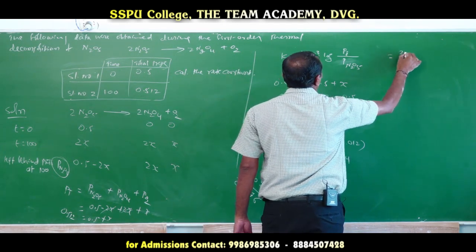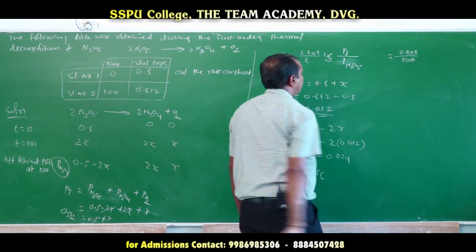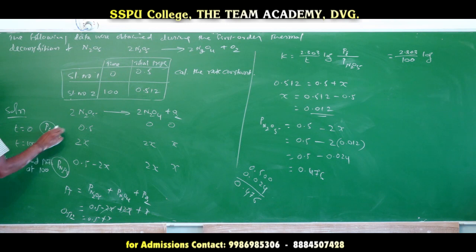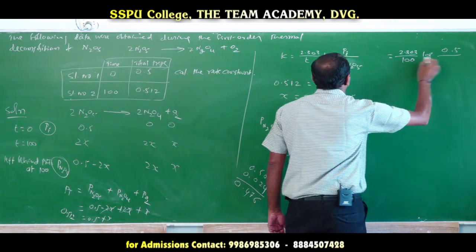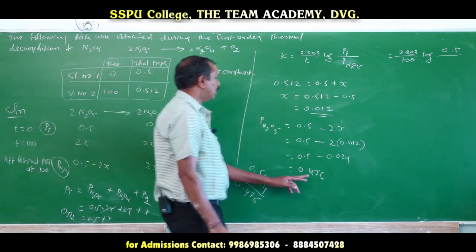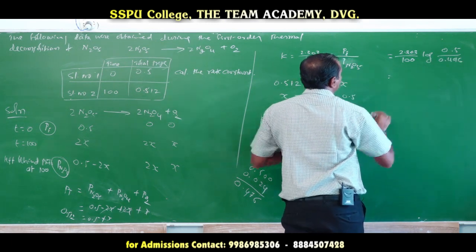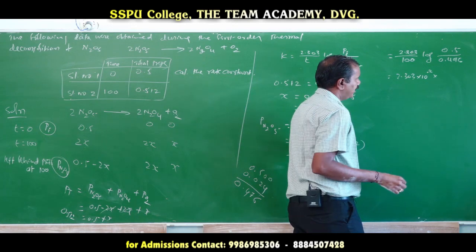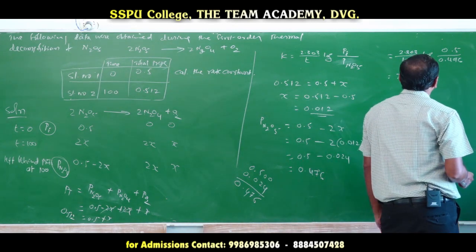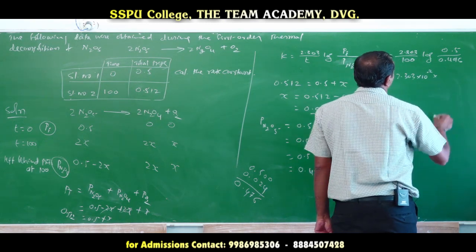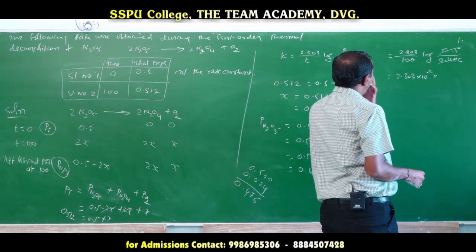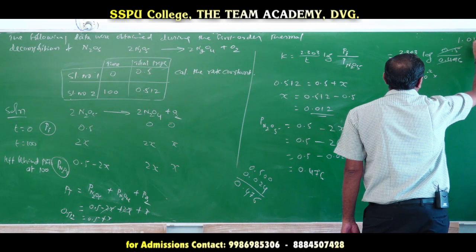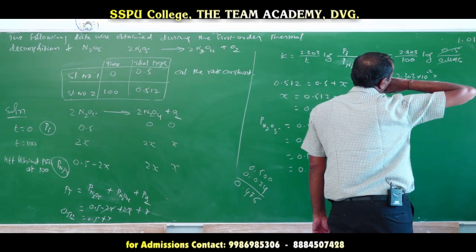So we can substitute this value: 2.303 by t, where t is 100 seconds, times log of Pi, the initial pressure, which is 0.5, divided by the partial pressure of N2O5 after 100 seconds, which is 0.476. 2.303 by 100 is 2.303 into 10 to the power of minus 2, times log of 0.5 divided by 0.476. Nearly it becomes 1.024.